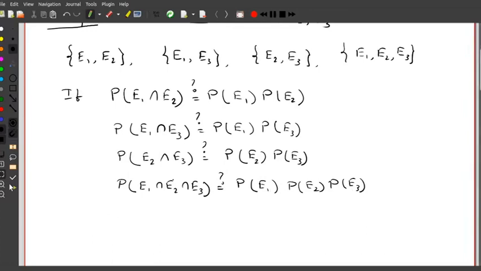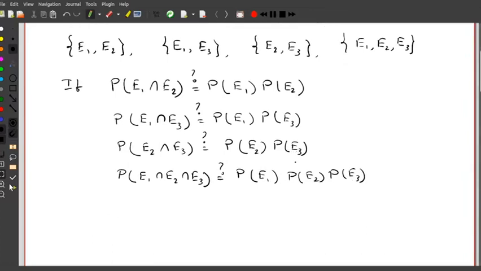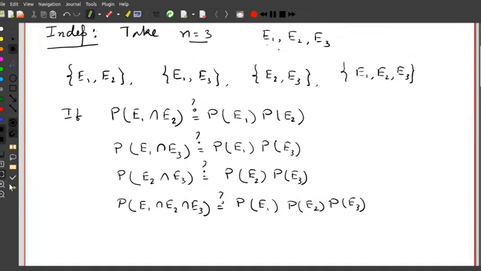Okay. So if I have to check whether three events are independent or not, I need to check these four conditions, and if these four conditions hold true, we say that the events E1, E2, E3 are mutually independent.